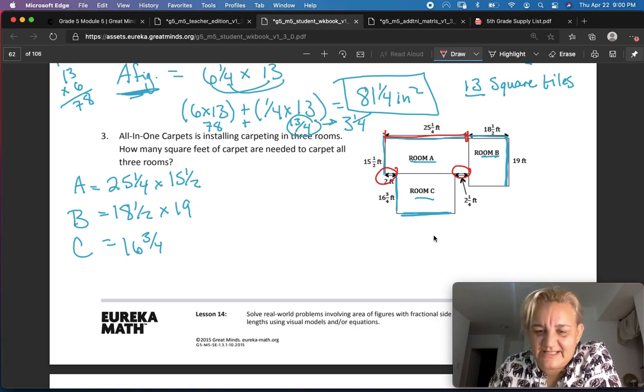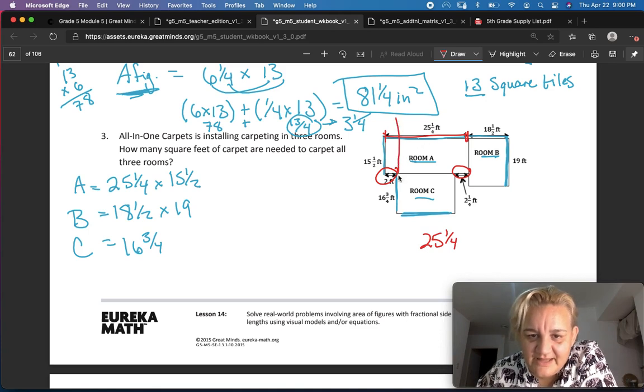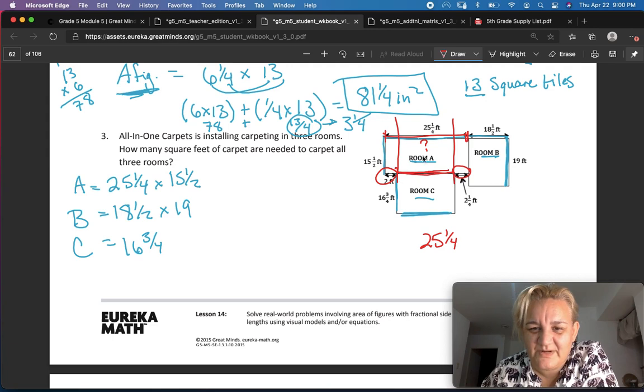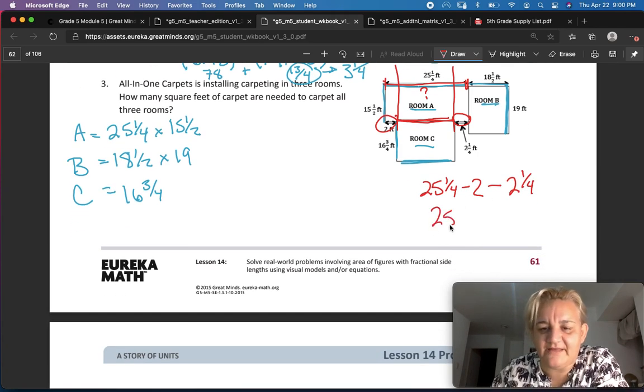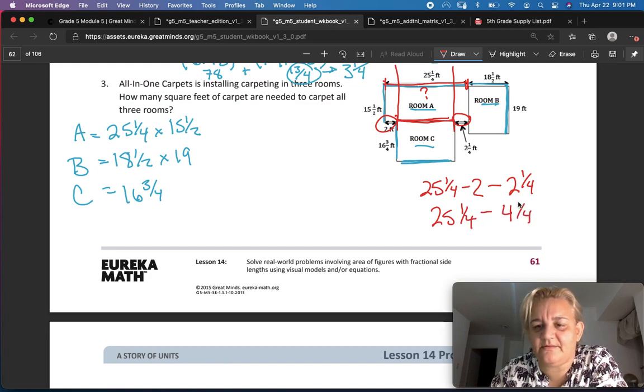So what are we going to do? We're going to take that 25 1/4, this one, and we're going to cut off the ends. Whatever's left in the middle is going to be the distance between here and here. So 25 1/4 minus 2 feet and minus 2 1/4 feet. In fact, I'm just going to say 25 1/4 minus 4 1/4 equals 21. So the distance between here and here is 21.